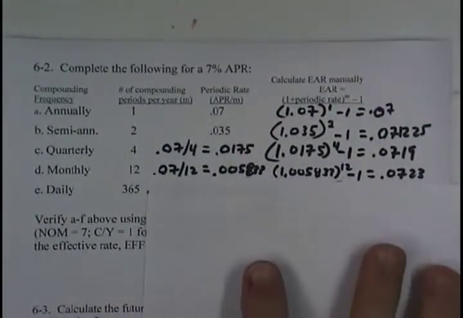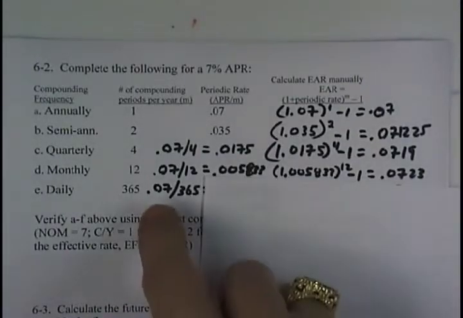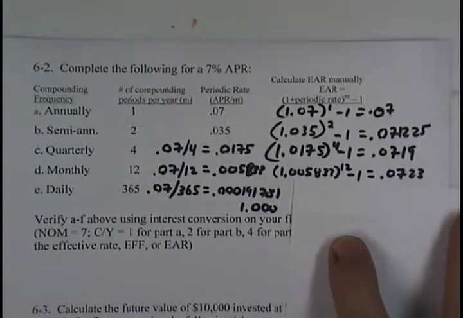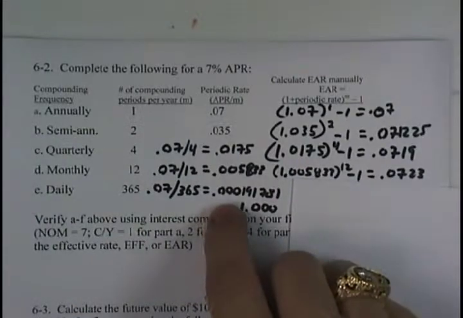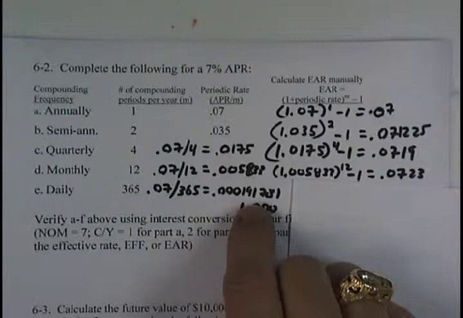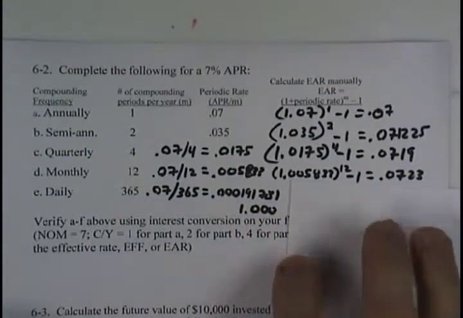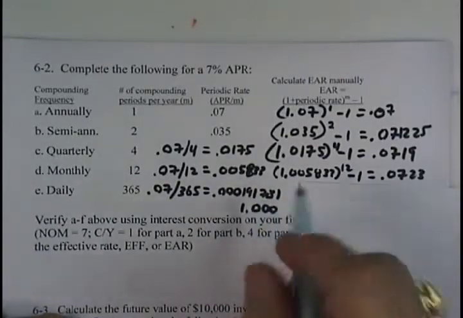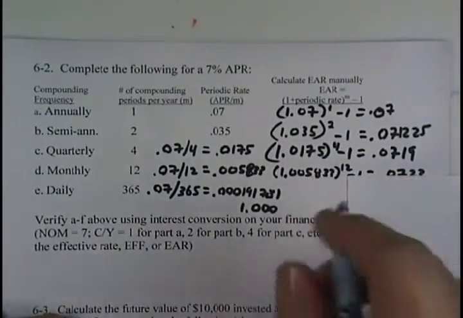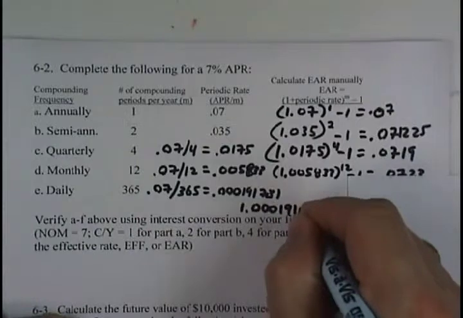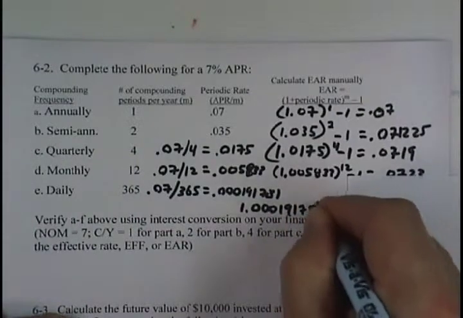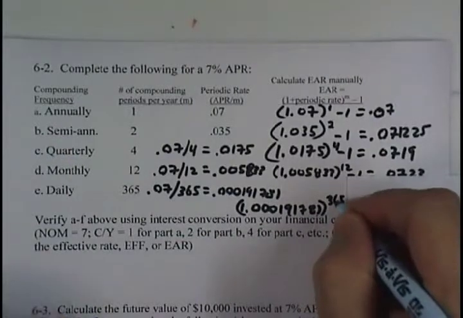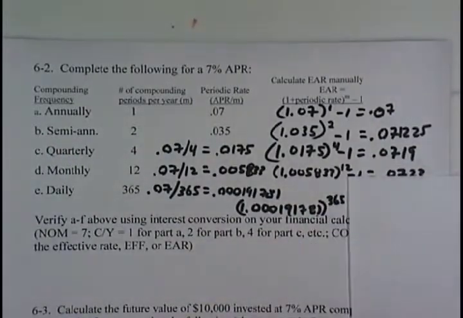For daily compounding, I'll take my 7% APR and divide by 365 days in a year to get a periodic rate of 0.000191781. If I add my 1 to that, I'll get 1.000191781, which I will compound 365 times during the year and then take the 1 off.